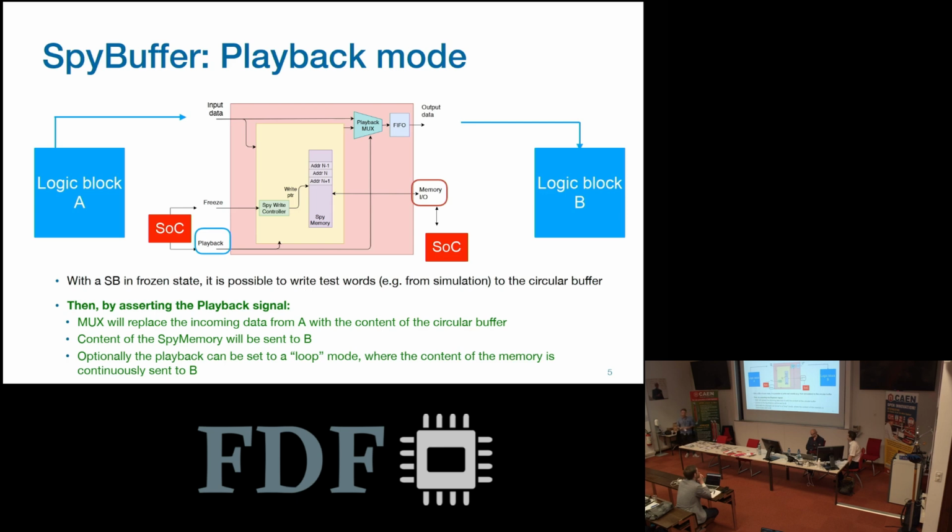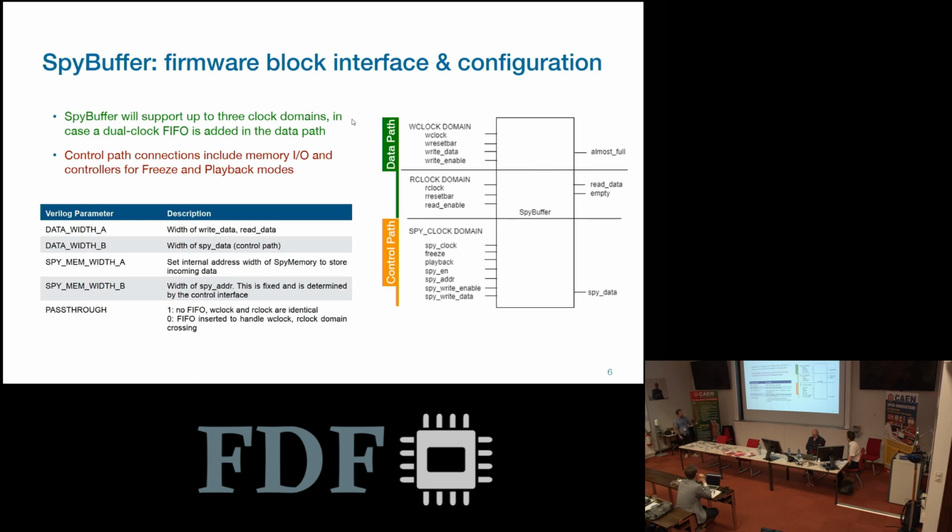And this can be done in a playback once mode, so that it is just done once and then waits for the user interaction, or with a playback loop, so that this is repeated continuously. If I go a little bit more into the details of how this is implemented and how this has to be interfaced, as I mentioned, the Spybuffer can support up to 3 different clock domains.